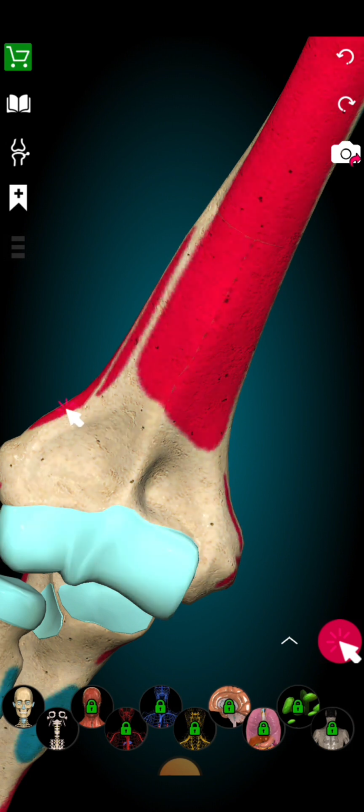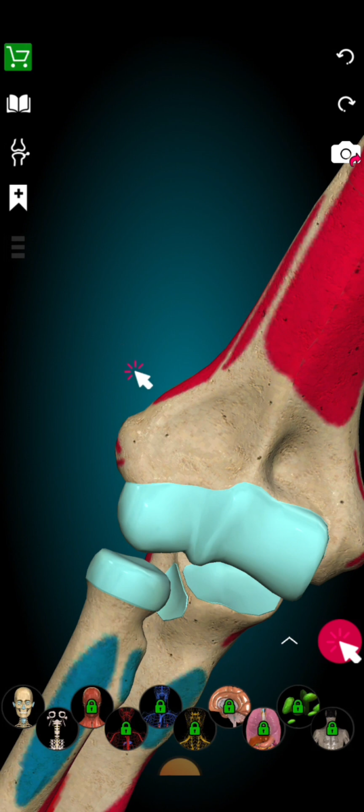Now you can see on the lateral aspect, let me move the bone, that this area is for the common extensor origin. Above that, along the lateral supracondylar ridge, this is a place for the origin of extensor carpi radialis longus. And above that, there is another muscle called brachioradialis that originates from the upper portion of the lateral supracondylar ridge, right?